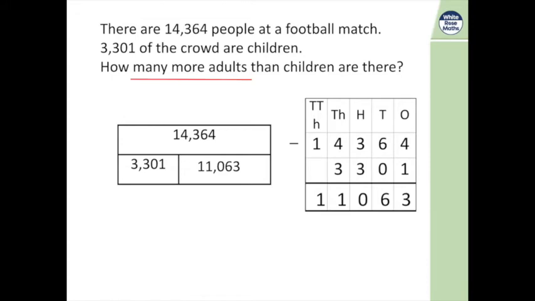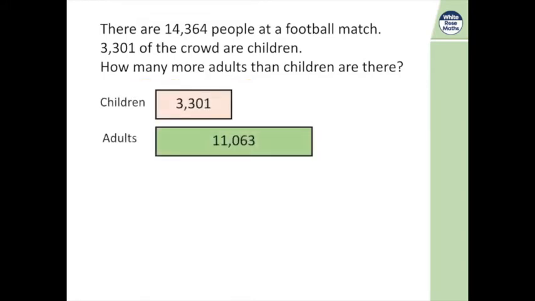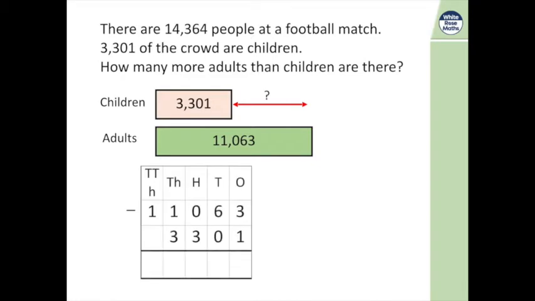But the question wasn't how many adults were at the football match. The question was how many more adults than children are there? So there's one more step in this multi-step problem. In this case, we need to find that difference between the number of adults and number of children. To do that, we will use a subtraction. 3 minus 1, 2. 6 minus 0, 6.